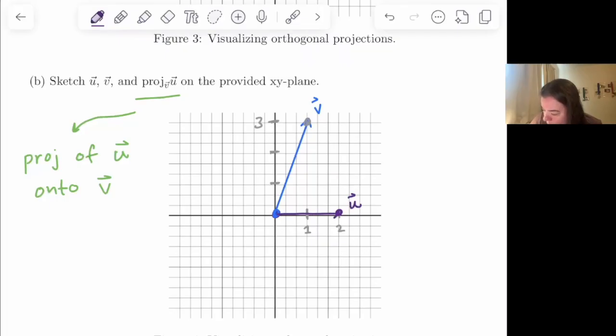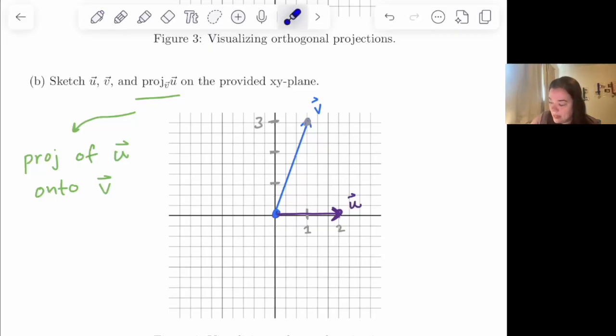All right, so as you're creating your picture, the only thing I have on there so far is vectors u and v. That's what you want. So I removed everything else. I wanted to sketch vectors u and v. I have done that. Now, we are projecting vector u onto vector v.